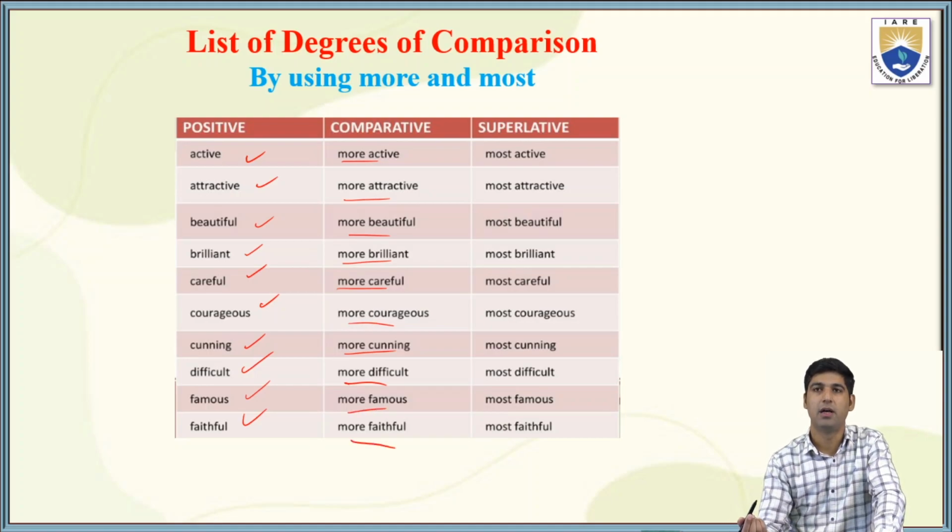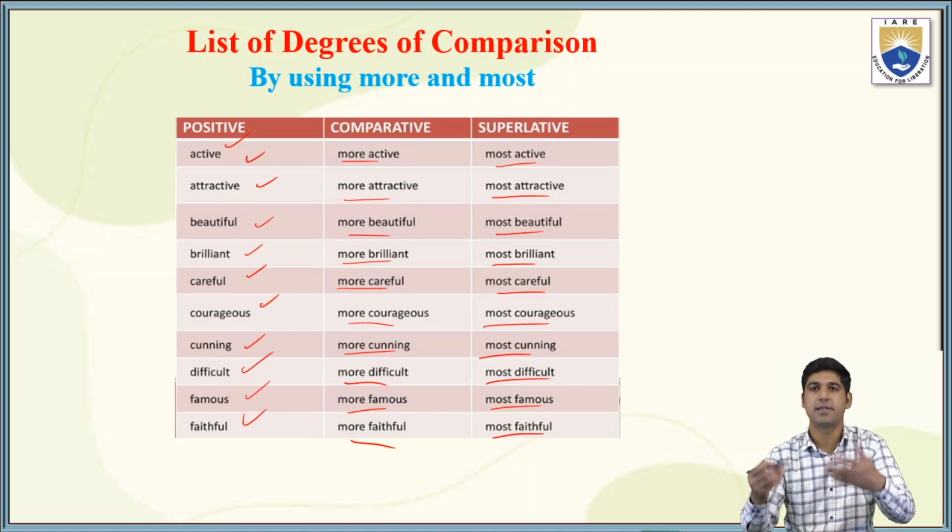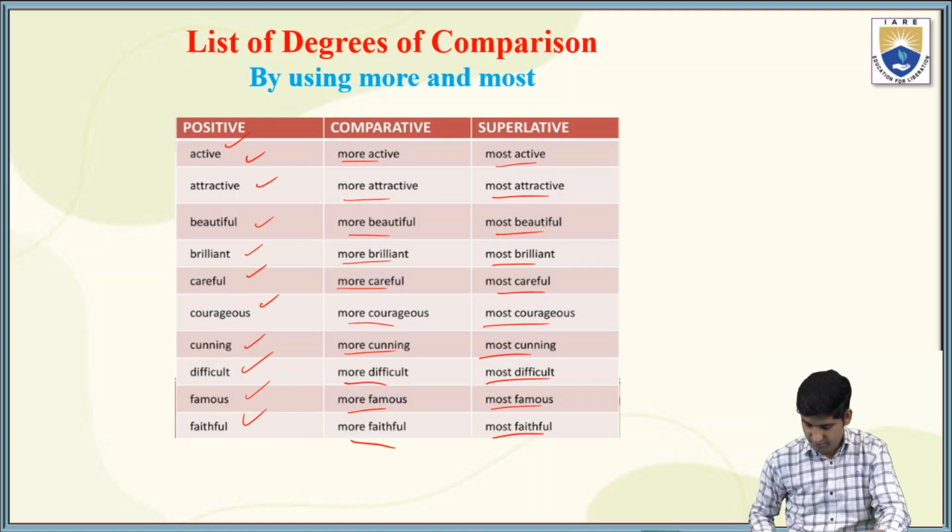Same for the superlative degree. More becomes most, more active. This base adjective remains the same. Most active, most attractive, most beautiful, most brilliant, most careful, most courageous, most cunning, most difficult, most famous, most faithful. This is how we make these forms of degrees in some different adjectives.